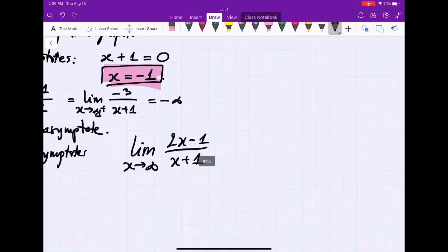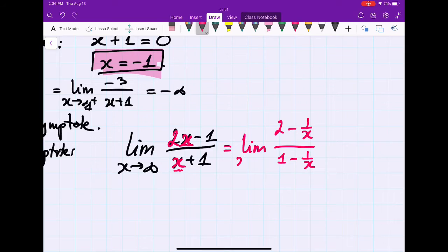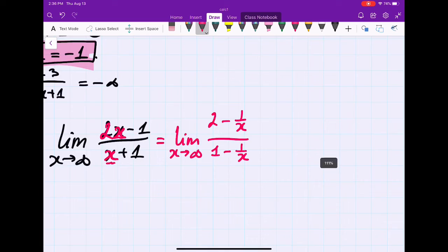So in the textbook, they say in order to solve this limit, I just pick the term with the highest degree. You have x to the 1 and x to the 1 in here, so you divide the top and the bottom by x. You have 2 minus 1 over x divided by 1 plus 1 over x, because you divide the top and the bottom by x. And since the limit of 1 over x at infinity is 0, right?